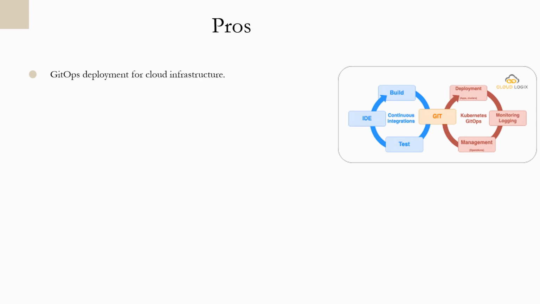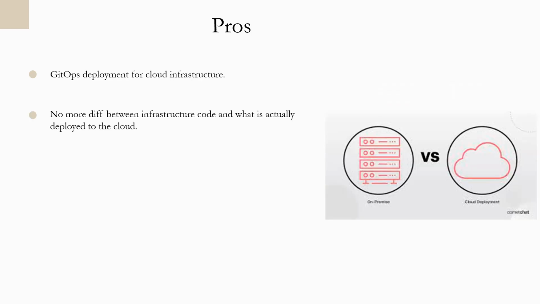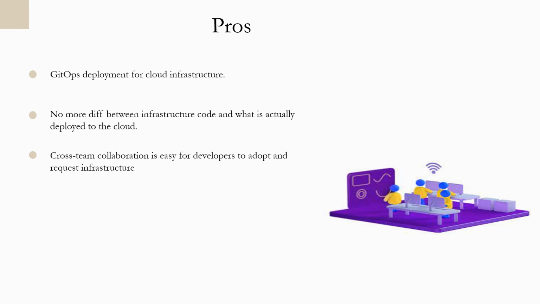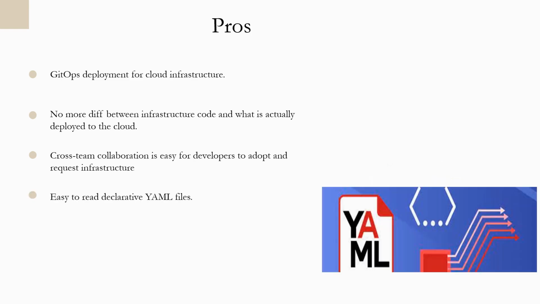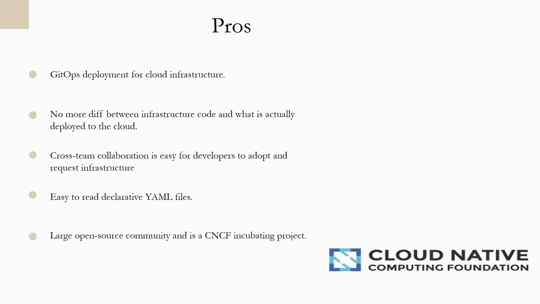Now the pros: GitOps deployment for cloud infrastructure. No more diff between infrastructure code and what is actually deployed to the cloud. The source of the true state is what is stored and declared in Git. Cross-team collaboration is easy for developers to adopt and request infrastructure. The platform team still has control over the desired configuration options. Easy to read declarative YAML files. Large open source community and is a CNCF incubating project.